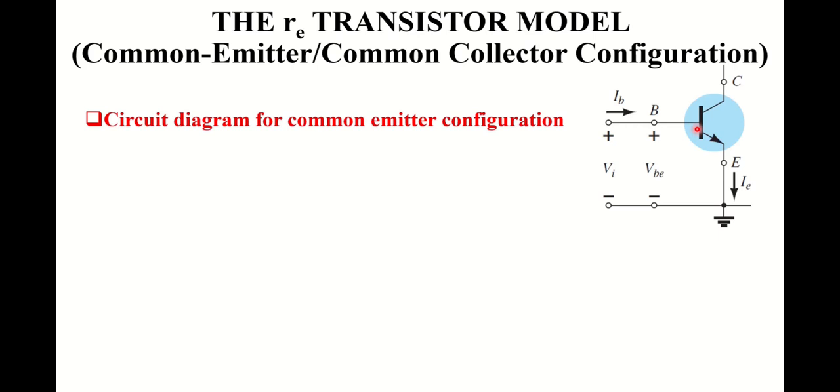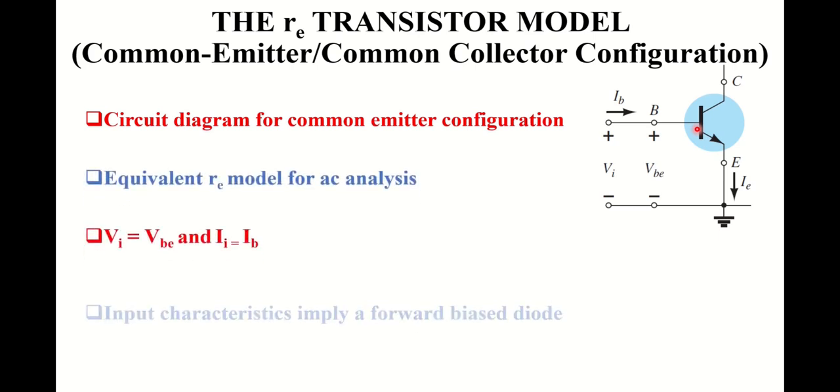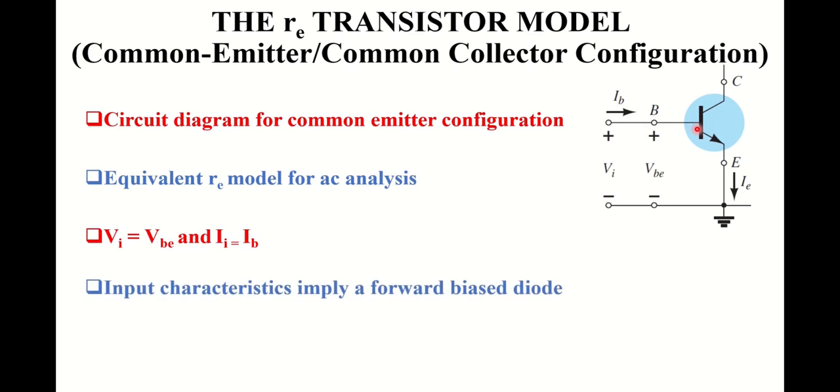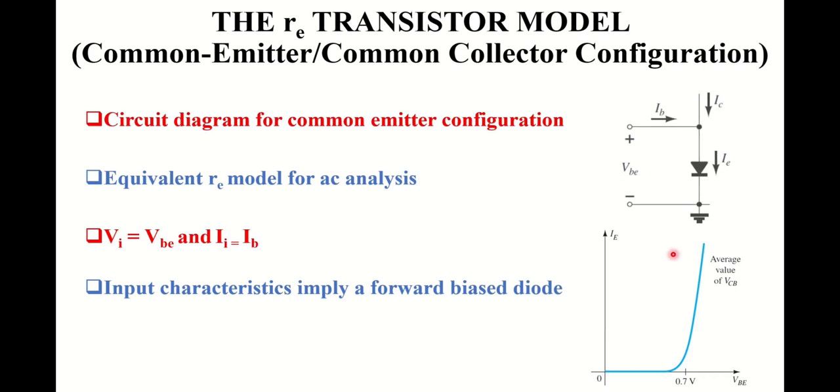For this, we need to discuss the input and output characteristics separately. The input characteristics appear as shown in this figure, where it can be clearly observed that they imply the behavior of a forward biased diode. I'm talking about this input characteristic graph. As you can clearly see, this graph represents the behavior of a simple semiconductor diode. Therefore, we can easily put a diode as a representation of the input side of this configuration as shown in this diagram.